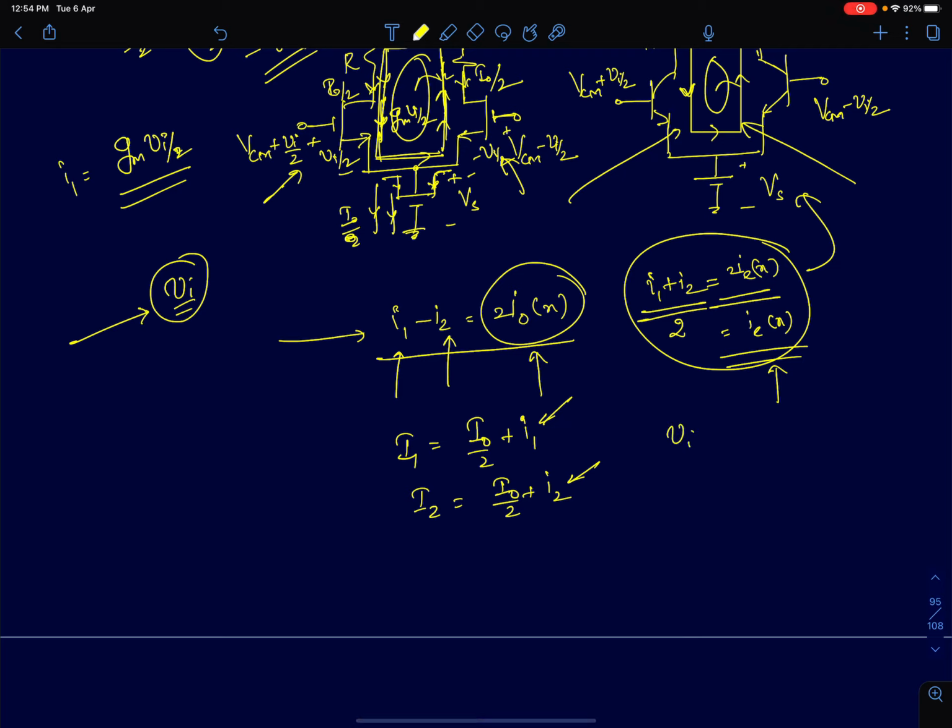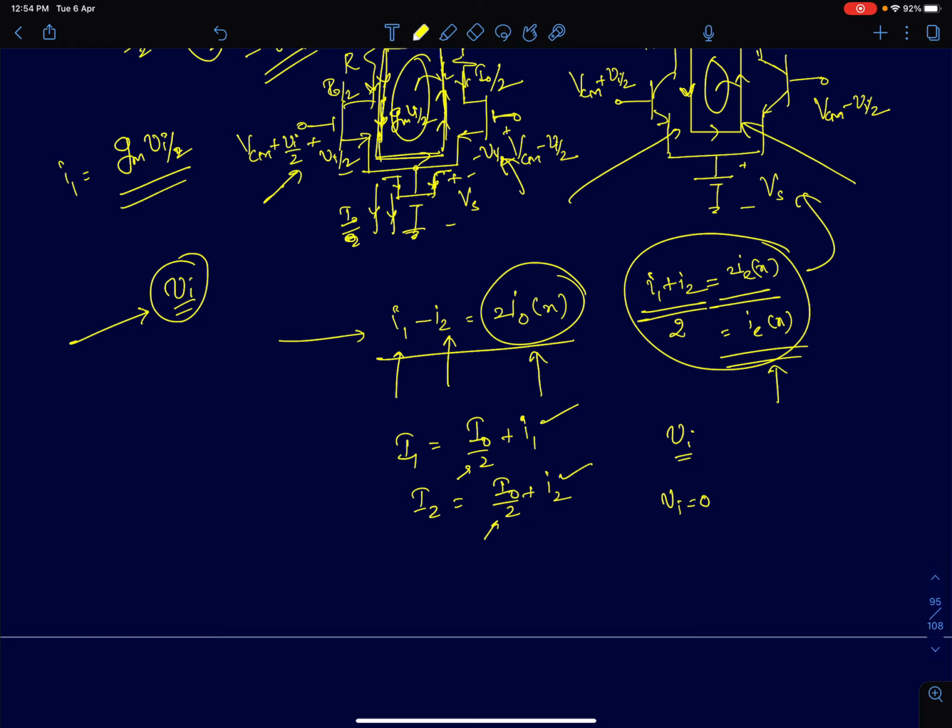So if Vi is not 0, then I1 and I2 will be non-zero. If Vi is 0 here, then both I1 and I2 will be 0. So these are signal dependent currents. Small I1 and small I2 are signal dependent currents, and I0 is the DC current.